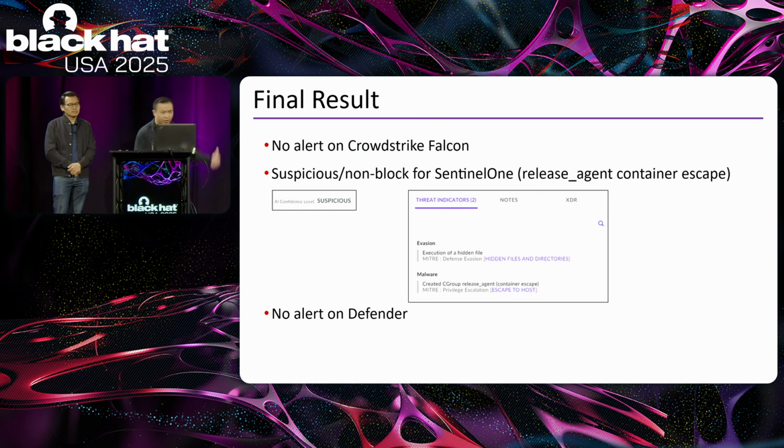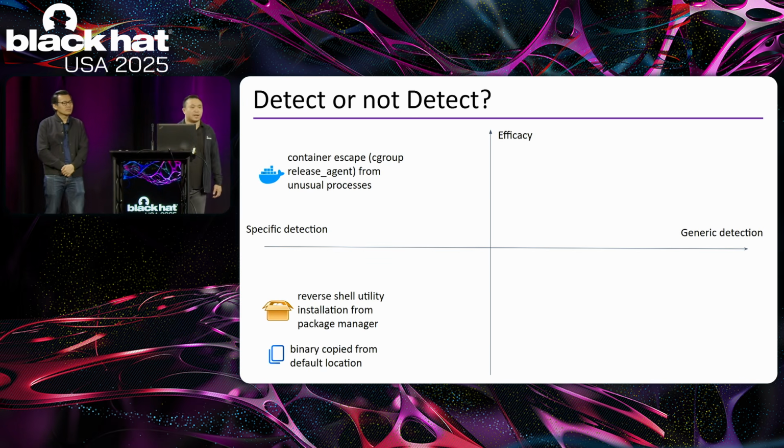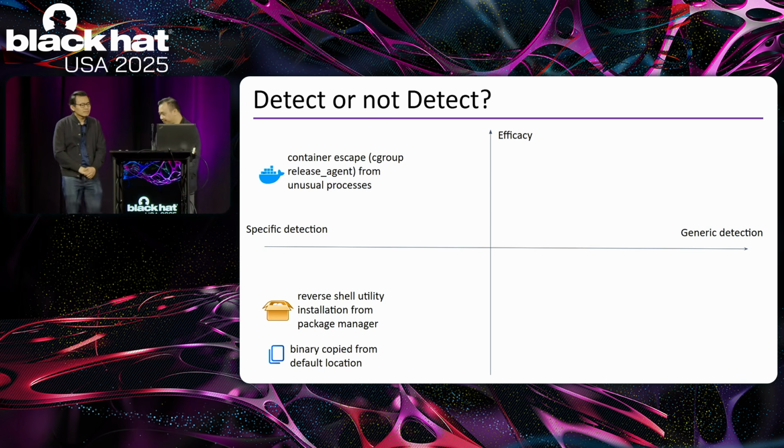And the final result of the attack chain is that I didn't trigger any more alerts from Falcon. When I tried the full attack chain on SentinelOne, I got one suspicious alert with 2 threat indicators, as you can see in the screenshots there, without being blocked, which means that SentinelOne didn't block the execution, they simply alerted on it. And on Defender, the attack chain didn't trigger any alert. So back to Rex to talk about detections.